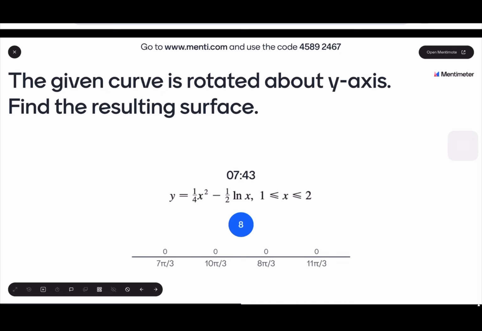It's the y-axis, which means that it's going here, right? The radius is this. And then look at the equations. It's x. All of it is x. So perhaps it's easier doing it in dx.